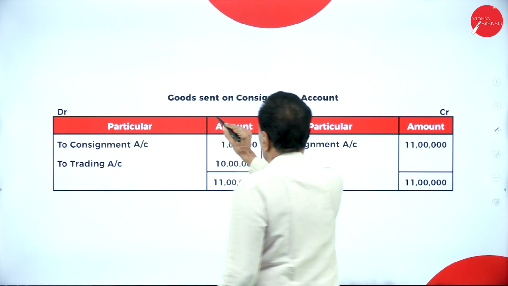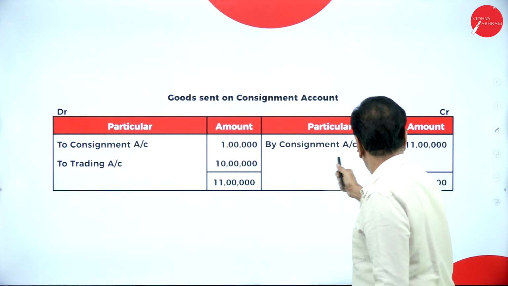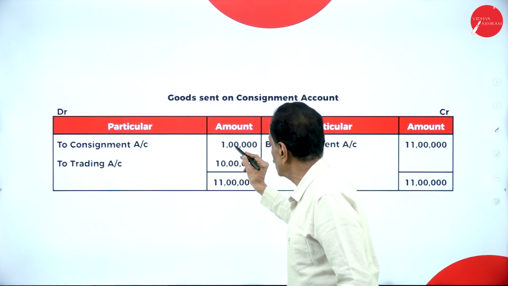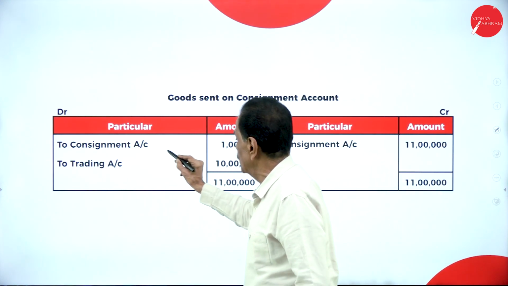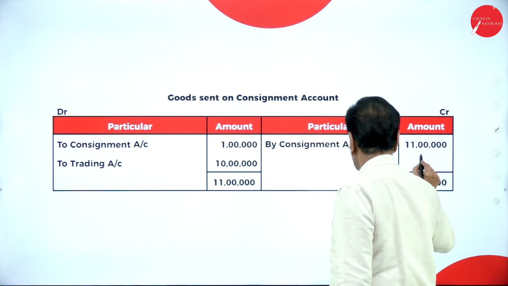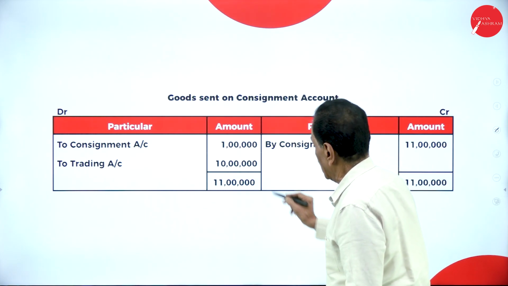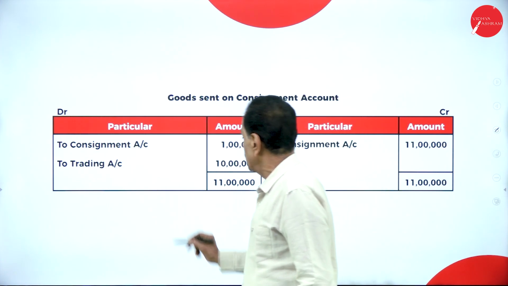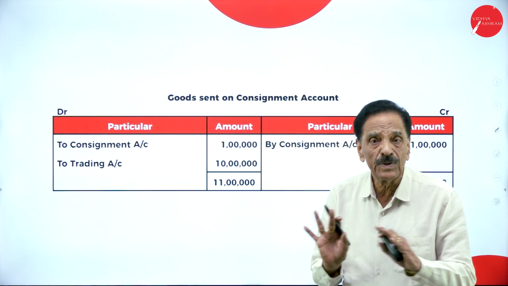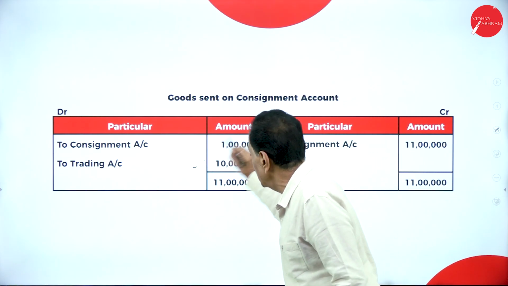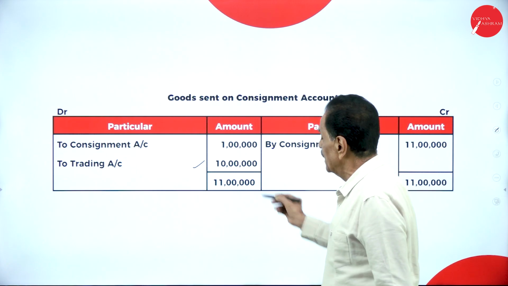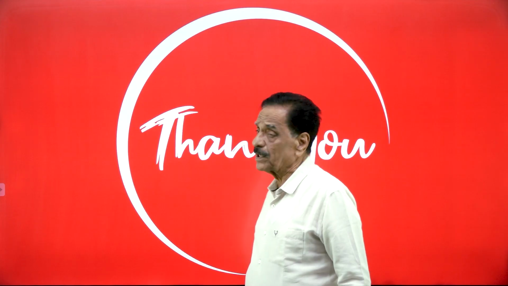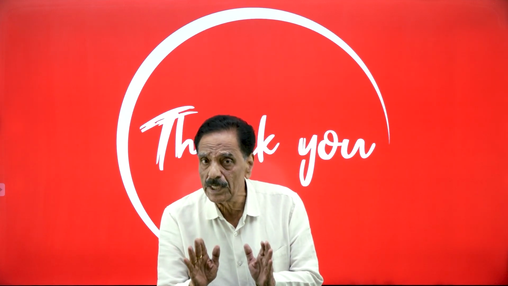Then the last one, the goods sent on consignment account. By consignment account, it is 11 lakh. How much more? 1 lakh. To consignment account, to trading. This is stock reserve, 1 lakh. Actually you have to show 10 lakh, but you are showing 11 lakh. How much showing more? 1 lakh. To consignment 1 lakh, and whatever the difference comes, 10 lakh, will go to trading account. Hope you understand. So this is a problem of invoice price.